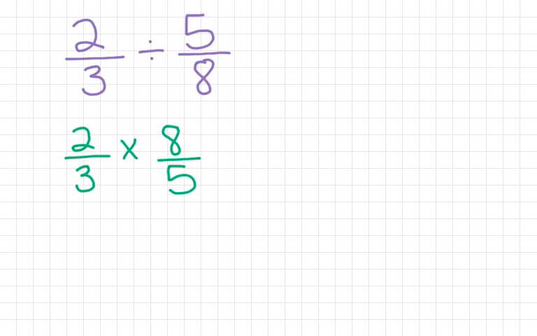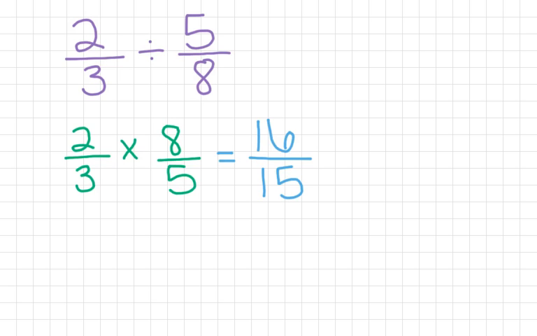8/5. And it is important to remember, Otters, that when you're flipping a number to switch from a division problem to a multiplication problem, you always use this number and not this number. This is the one that you flip to the reciprocal, okay? So now I will do my steps for multiplication. Numerator times numerator, 2 times 8 is 16, over 3 times 5 is 15. Now when I look at this, it does not look like I can reduce.